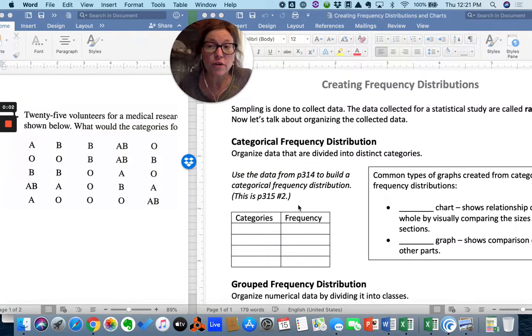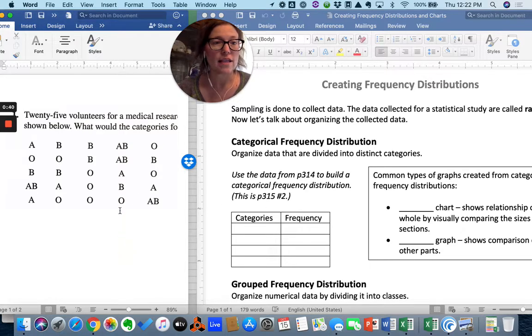This is the Creating Frequency Distributions handout. Once we have data done via sampling or whatever, we're ready to organize and present our collected data. A categorical frequency distribution is a frequency distribution, a chart that tells you how many of each thing there is, about data that falls into categories. So an example that we have is blood types.